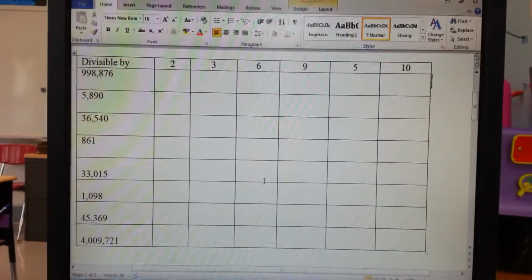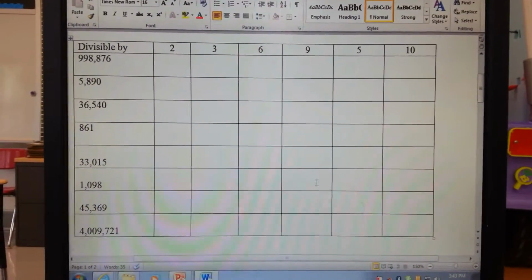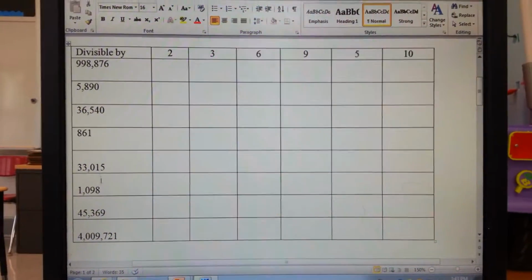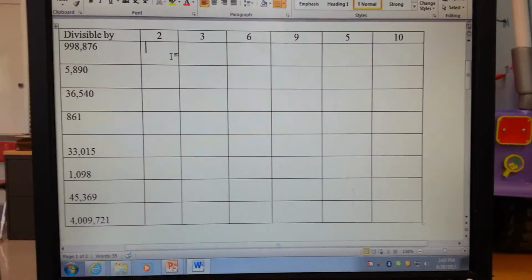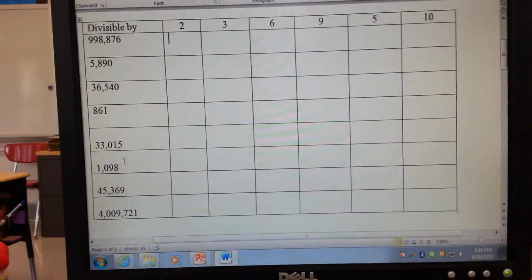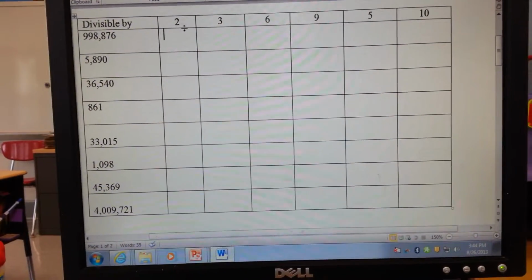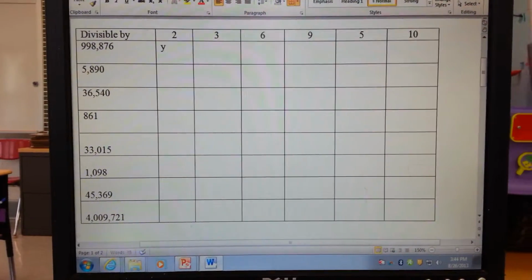Okay, the trick to doing these problems is maybe to go straight down. Look for the numbers that are even, and we're going to put a yes in the ones that are even. Every number that ends in an even number is even. So anything that you can divide in half or divide by 2 is even. So that one's yes.